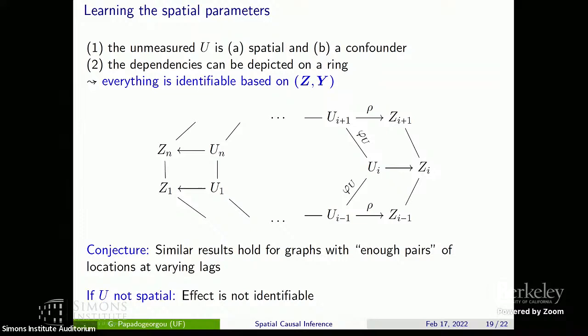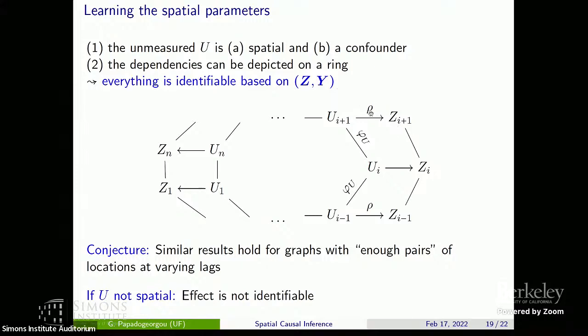So imagine that you have data on a ring graph. Essentially all the spatial dependencies are represented by connections of random variables on this plot over here. So essentially U_i is correlated with U_i minus 1. Conditional on all the other values of U, U_i plus 1 is independent of U_i minus 1. So I want to learn the spatial parameters that drive these relationships.